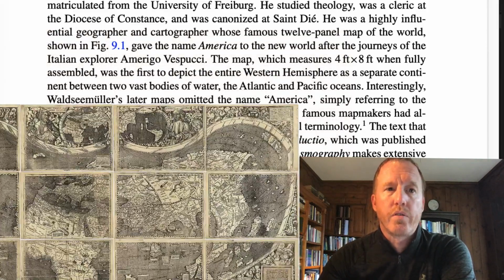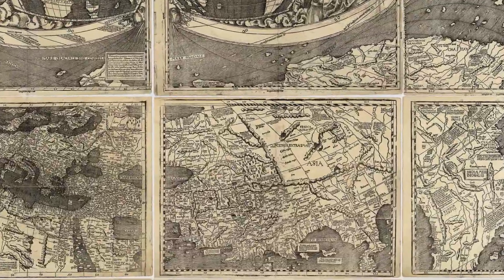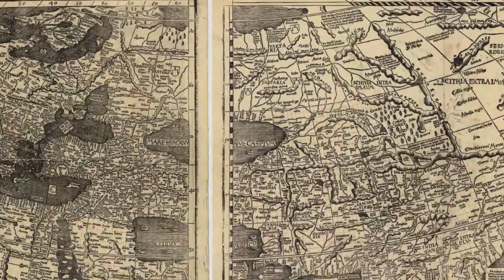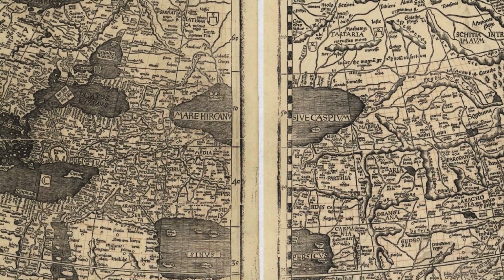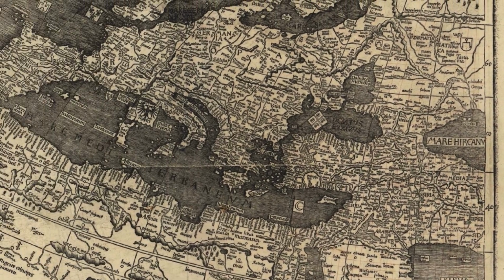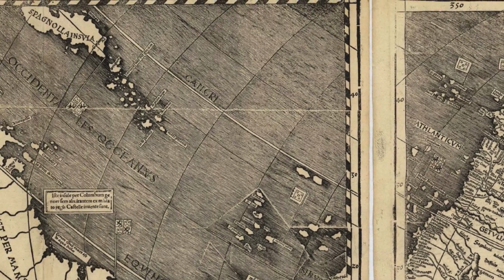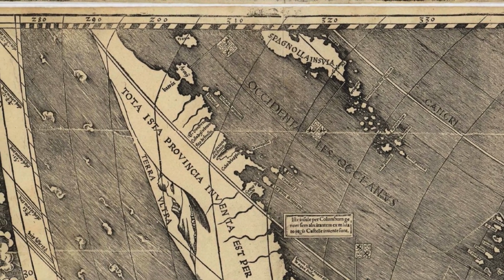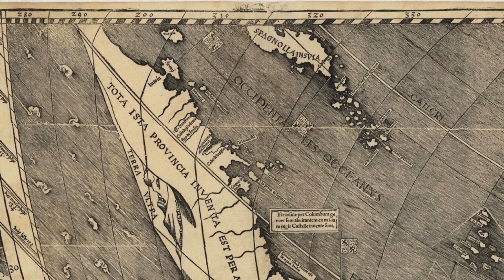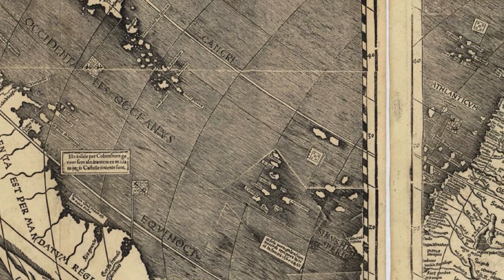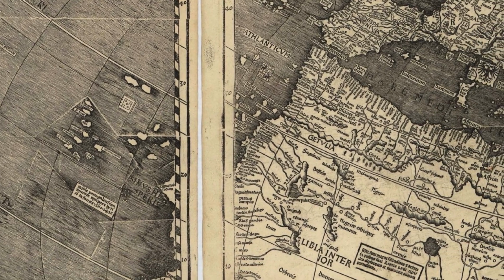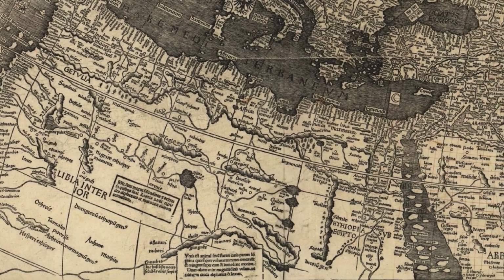And it was really the first to depict the entire Western Hemisphere as a separate continent between two vast bodies of water, the Atlantic Ocean and the Pacific Ocean. Interestingly, Waldseemuller's later maps omitted the name America, simply referring to this new continent as terra incognita. For those of you who know Latin, that means unknown land. Nonetheless, other famous map makers had already adopted and popularized Waldseemuller's original terminology.